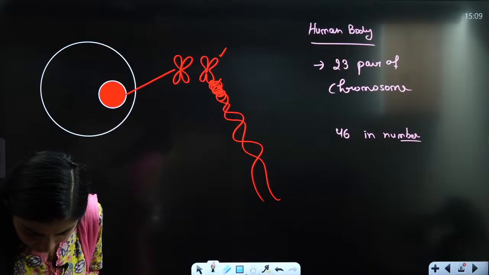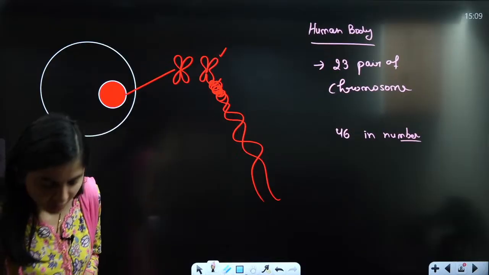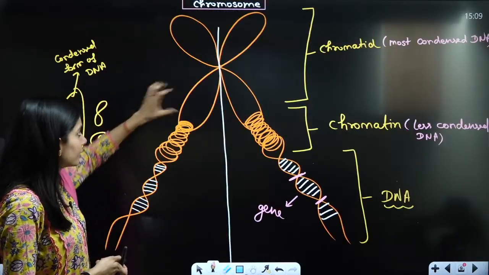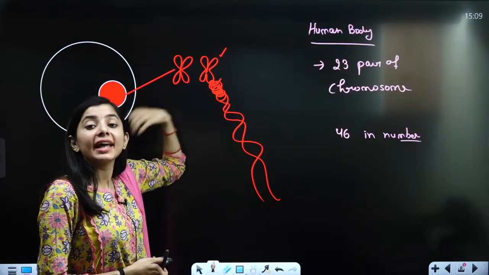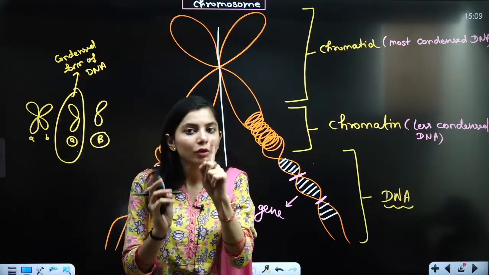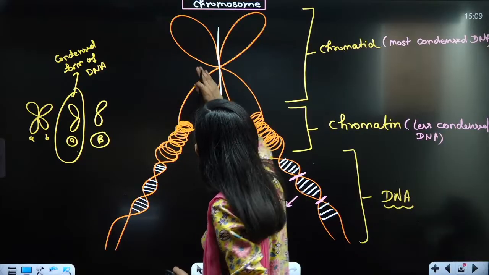Fine, so it means they are 46 in terms of number. Now here, when I take one chromosome and try to study it, I find that one chromosome is made up of two chromatids. This side chromatid, this side chromatid.